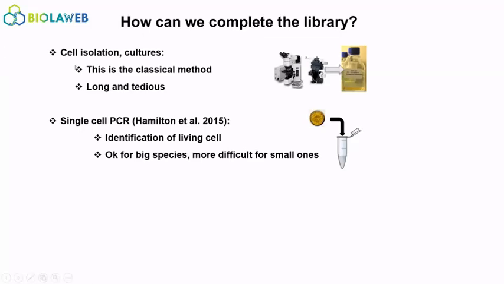It's working. So there is a nice paper from Hamilton. So they managed to do that for several species. I remember it was some Surirella, if I remember well. So it's okay for big species, but when we are talking about small Navicula, small things, it's much more difficult.